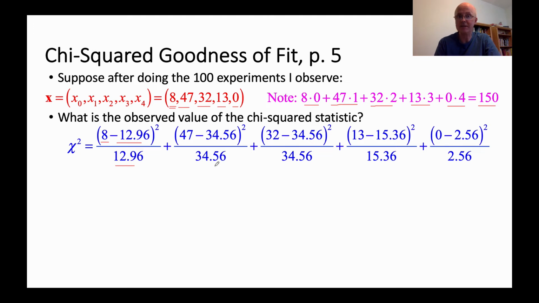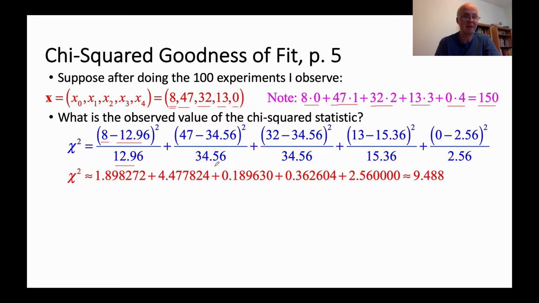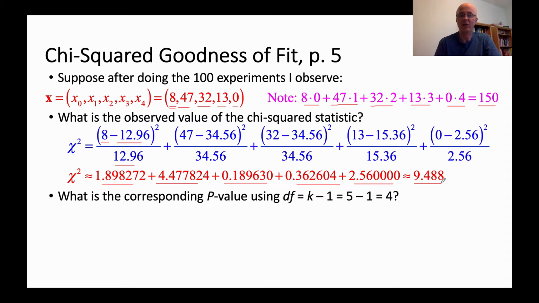Take the time to compute these things, pause the video, come back. Did you get this? Hopefully I didn't make a mistake here. These are the values of each of those fractions. You add those up and you get the observed value of the chi-square statistic to be approximately 9.488. What is the corresponding p-value then if we use 4 degrees of freedom? I'm going to show you what it looks like in the table in the textbook that we use, and I'll also show you on a calculator.